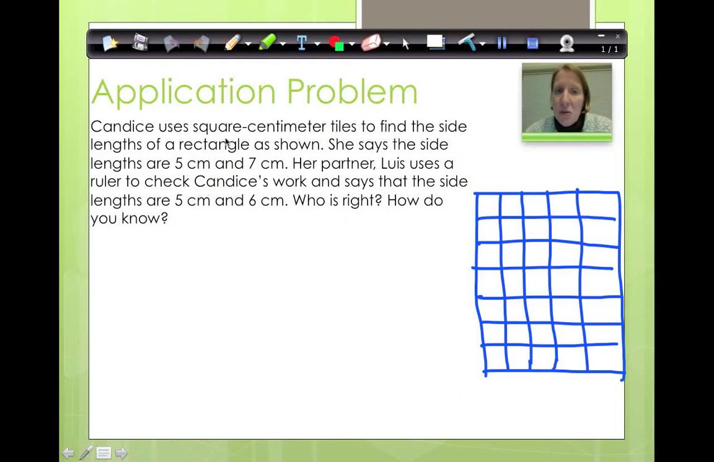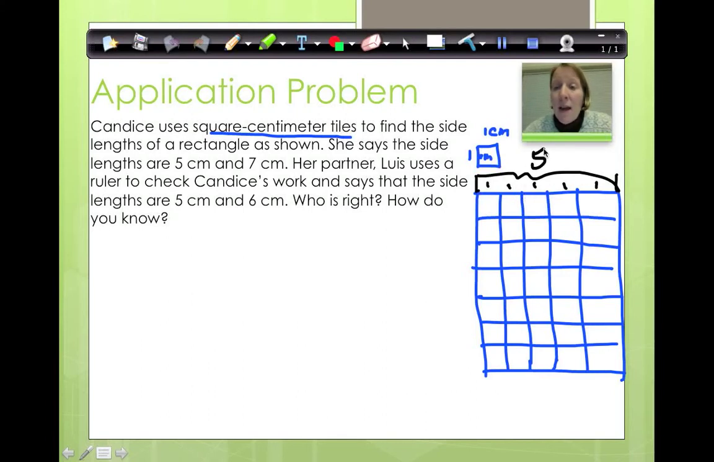Now remember, she's used square centimeter tiles. This means that all the way around is 1 centimeter, and this would be 1 centimeter, right? Each side is 1 centimeter long. Do I even need a ruler? I don't think I need a ruler, because I can measure from here to here, and if I know that this is 1, 1, 1, 1, 1, I can count that up, can't I? So let's count that up and find out from this side to this side how far my distance is.